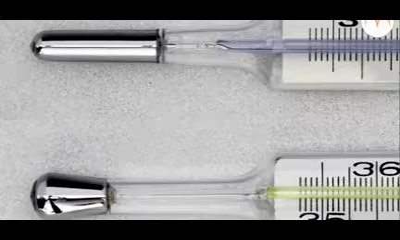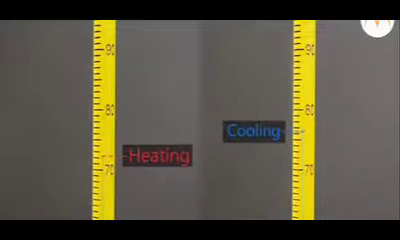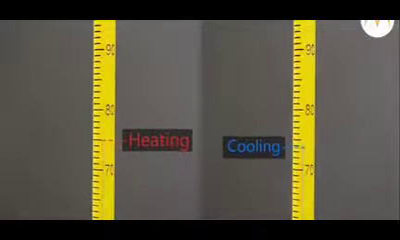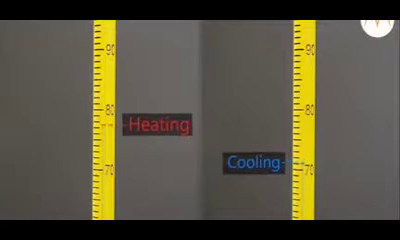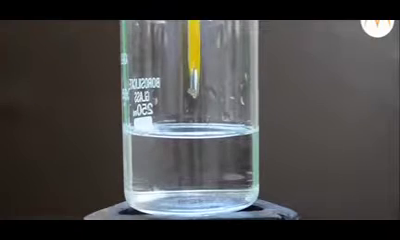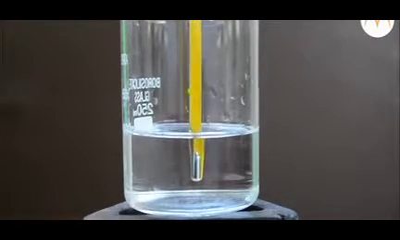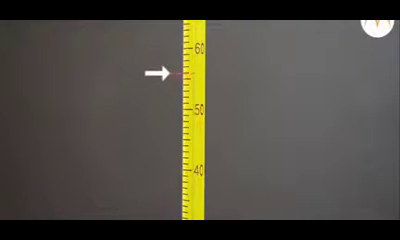Mercury is commonly used in thermometers. It remains liquid over large temperature ranges and expands and contracts consistently as it gets heated or cooled. Here is a regular thermometer, which can measure temperatures up to 100 degrees Celsius. Watch the level of mercury inside as I heat the water.